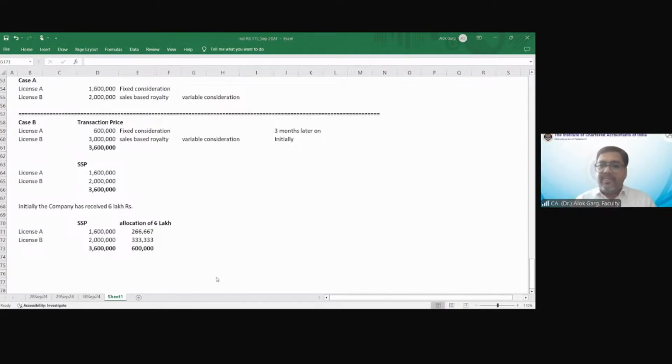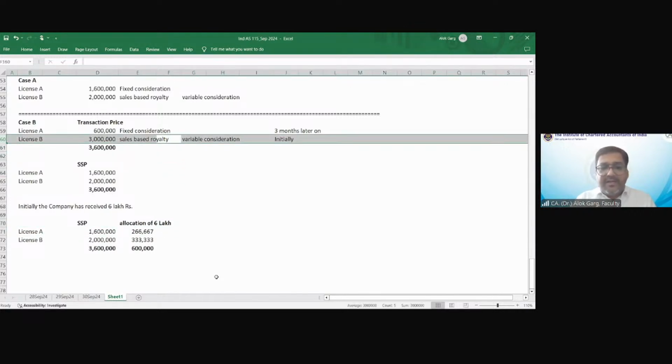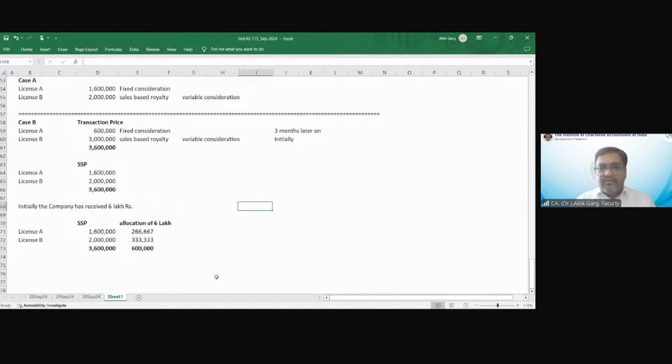Clear? Is that clear? Or any doubt, any problem here? I hope it is clear to everyone. Now, friends, upfront, the entity has received 6 lakh rupees, but the entity has only transferred license B, right? So the entity has only transferred license B. So recognition of revenue, recognition of revenue.